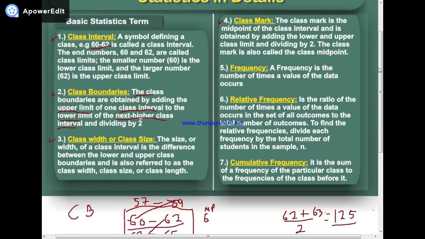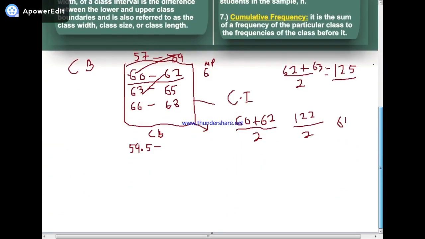Frequency is the number of times a value of the data occurs. What they are trying to explain there is that you can be given different data. For example, you can be given 2, 3, 2, 5, 4, 3. Now, this is an ungrouped data. If you want to arrange it in a frequency table, what are you going to do? You will draw a line like this and do it like this.